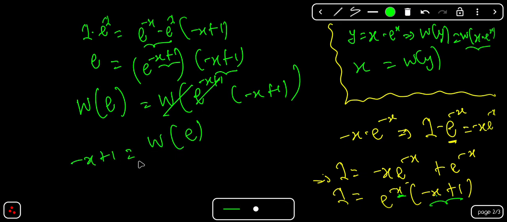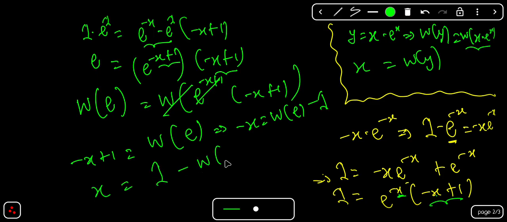Then you can subtract 1 from both sides. So if we subtract 1 from both sides, we are going to have negative x equals Lambert W function of e, then minus 1. Then you can also multiply both sides by minus 1. So to do that, we have x is equal to 1, then minus the Lambert W function of e. So that is the value of x.